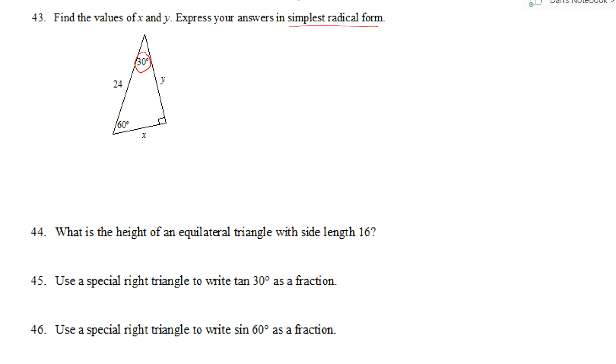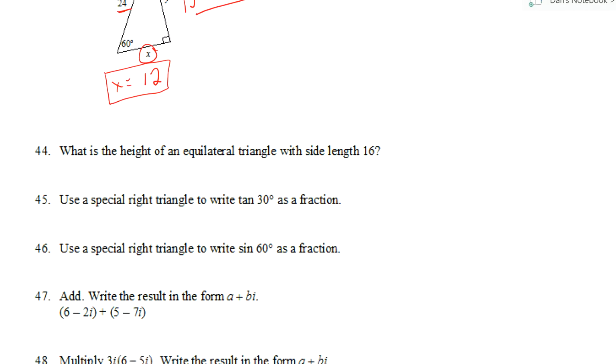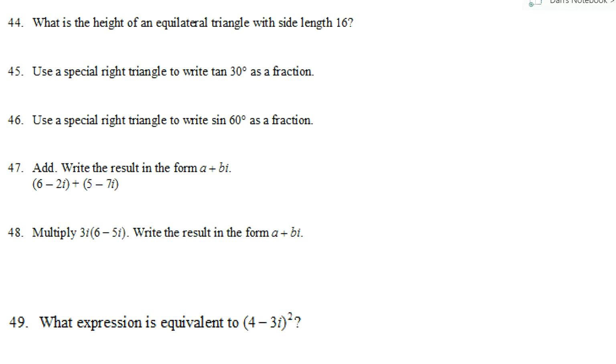We know that the short side here is half of the long side. So this is 24, so that means x has to equal 12. And then this medium side, which is the long leg, is the short side times root 3. So y equals 12 square root 3. I like the shortcuts. It's a little easier there.